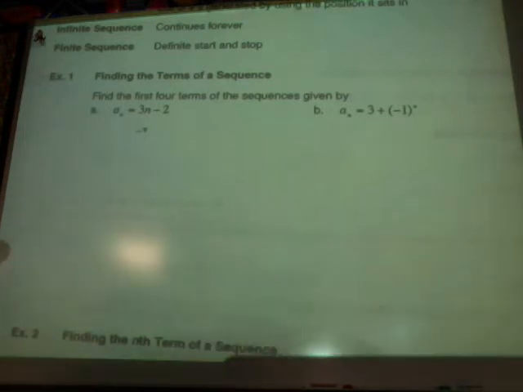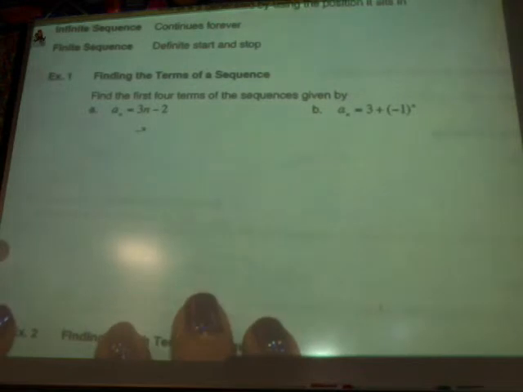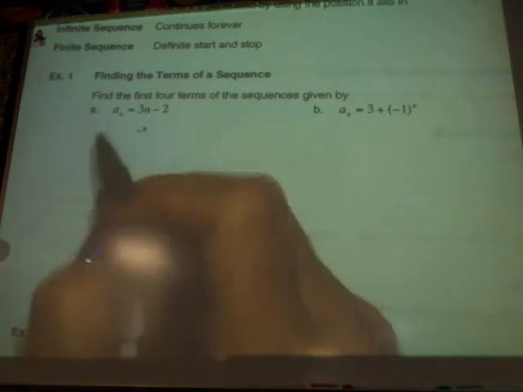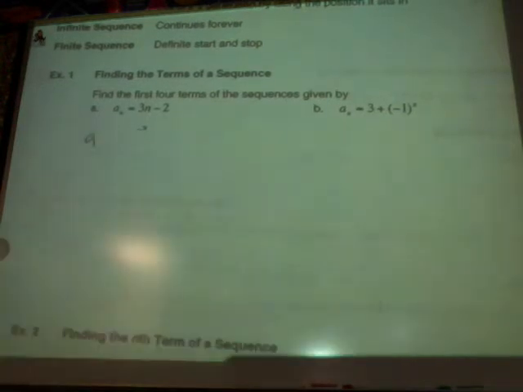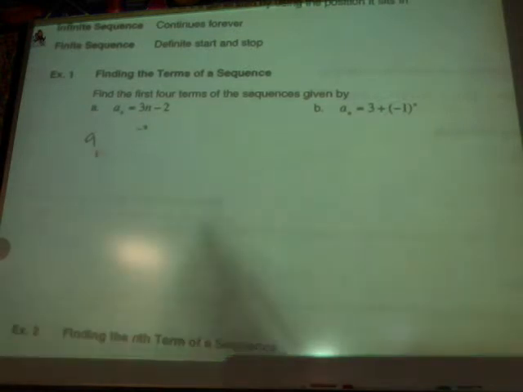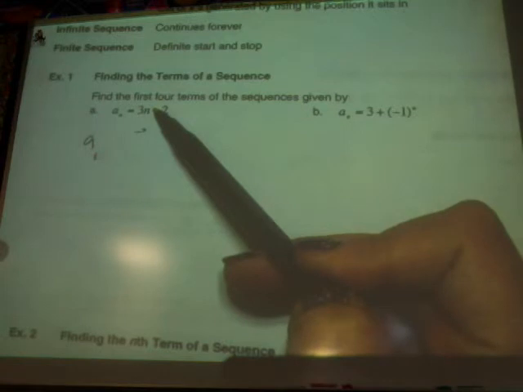All right, so it's not asking you to determine whether it's geometric or arithmetic. You just are finding the first 4 terms in the sequence. So I'd like to see the following work. I don't want to see it in your head, fortunately. So we're going to find a sub 1. So a sub 1 just means I'm finding the first term in the sequence, and the n in this pattern refers to that position in the sequence.